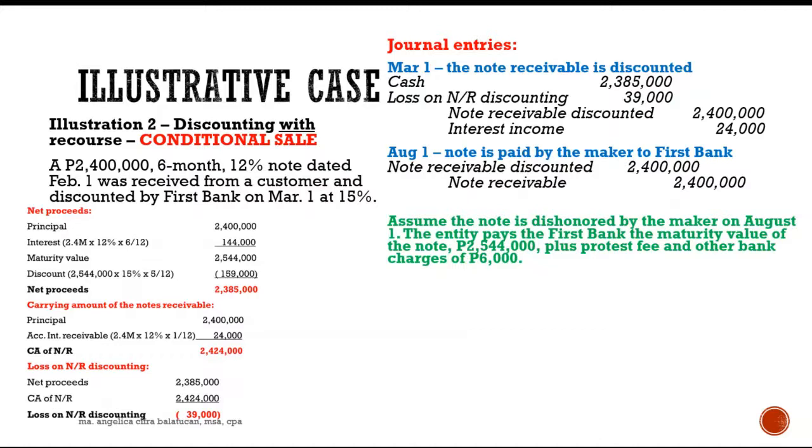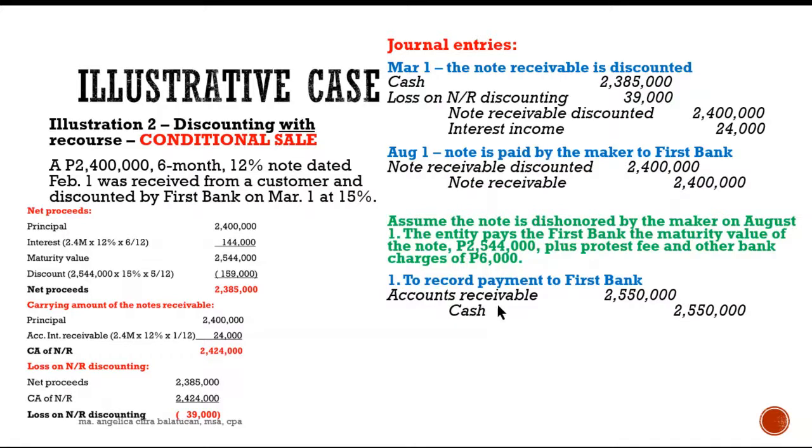So the entity here pays First Bank the maturity value of the note. So it pays the whole amount of the note that it should have received, plus the protest fee and other charges of 6,000. To record the payment to First Bank, that would be a debit to accounts receivable, and then we credit cash. So it is 2,550,000. The maturity value of the note is 2,544,000, which is already computed earlier, plus 6,000.